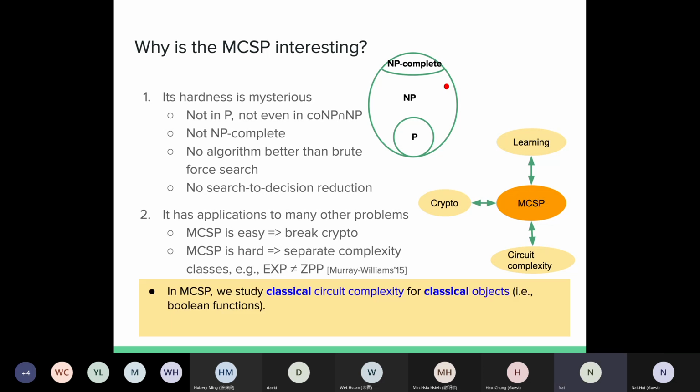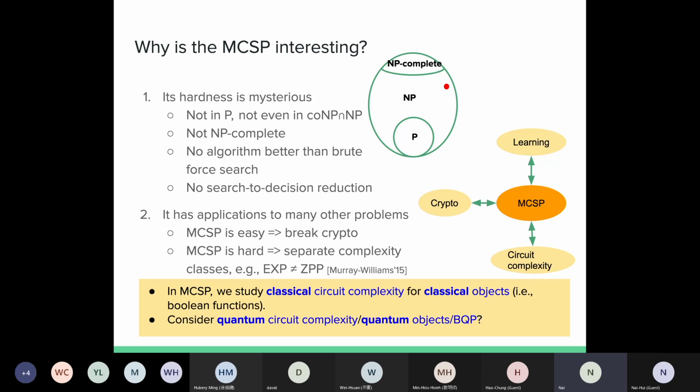However, in the classical setting of MCSP, we only study classical circuit complexity for classical objects, like just Boolean functions. So why don't we consider quantum circuit complexity and quantum objects? And also, when we say MCSP is easy or hard, we are talking about whether there exists a classical algorithm for it. Why don't we consider a quantum algorithm for MCSP? So that's another problem we can consider. And you can also consider quantum reductions to prove its hardness and so on.